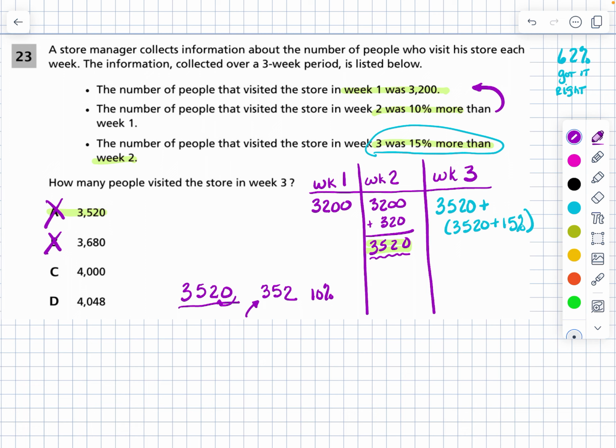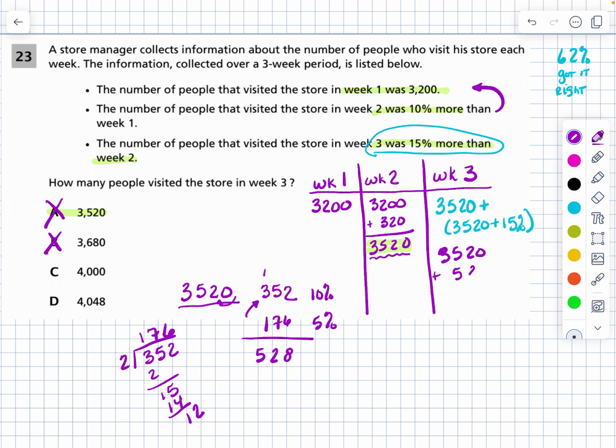And half of 352, you can go ahead and work it out like this. 2 goes into 3 one time, and you end up with 15. 2 times, oops, that should be a 7. 2 times 7 is 14, and you end up with 1. Bring down the 2, and you get 2 times 6 is 12. So 5% is 176. And if you add these together, you get the 15%. That's 528. So it's going to be 3,520 plus 528.